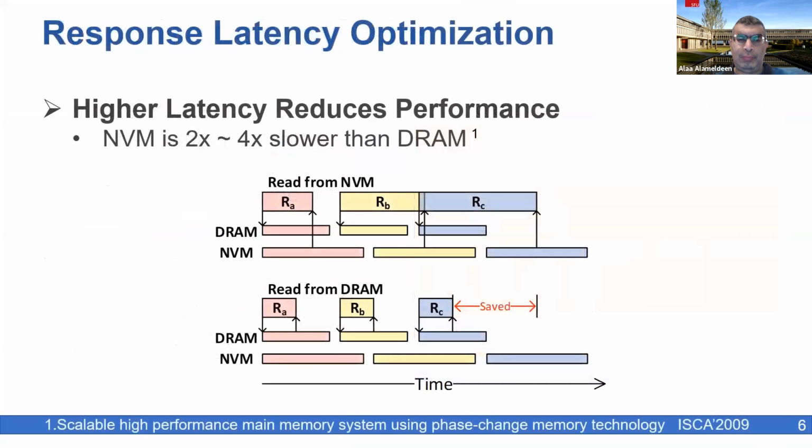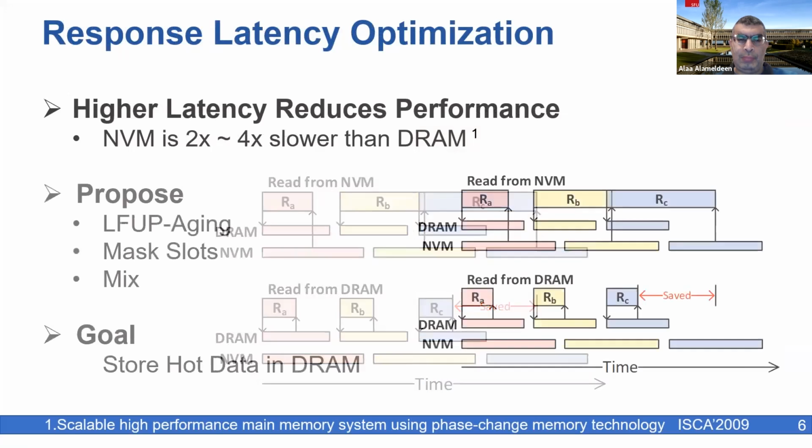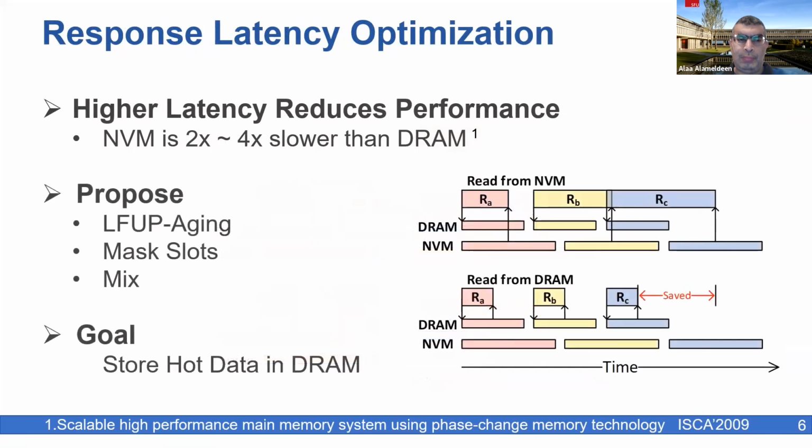The NVM is 2 times to 4 times slower than DRAM. As the figure shows, the higher response latency reduces system performance. For this reason, we propose 3 schemes to keep more hot data accessible from DRAM.